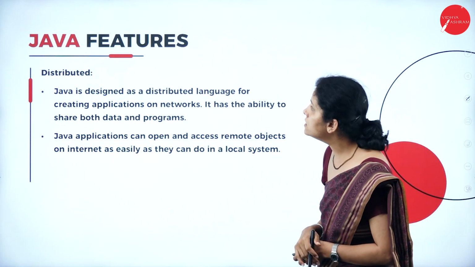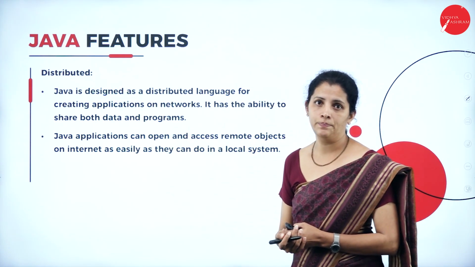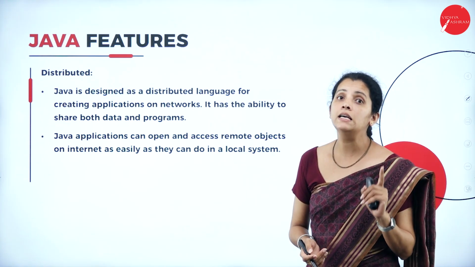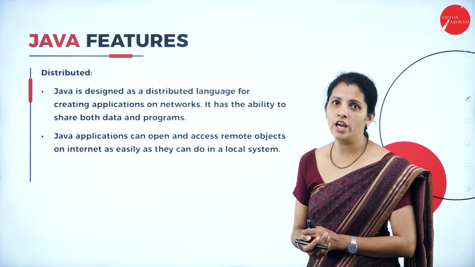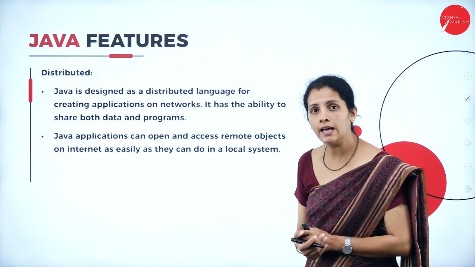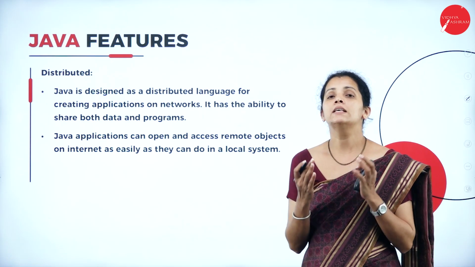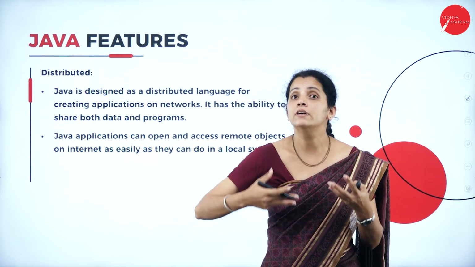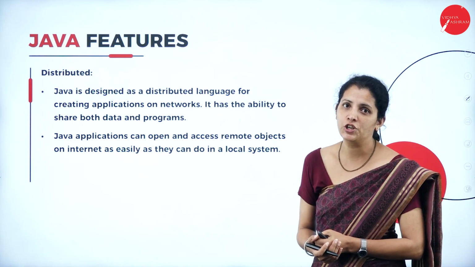Now, another feature of Java is distributed. So, dear student, please make a note here. Java is also known as internet language. So, what is internet language here? That is the Java programming language. When I say it is internet language, then I have distributed systems as well as distributed applications.